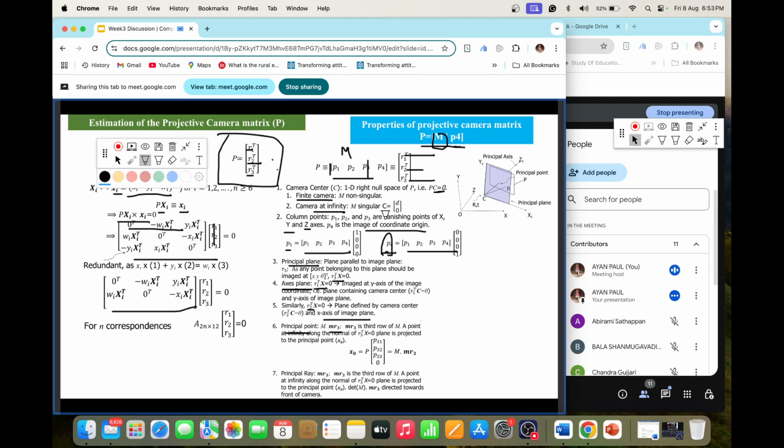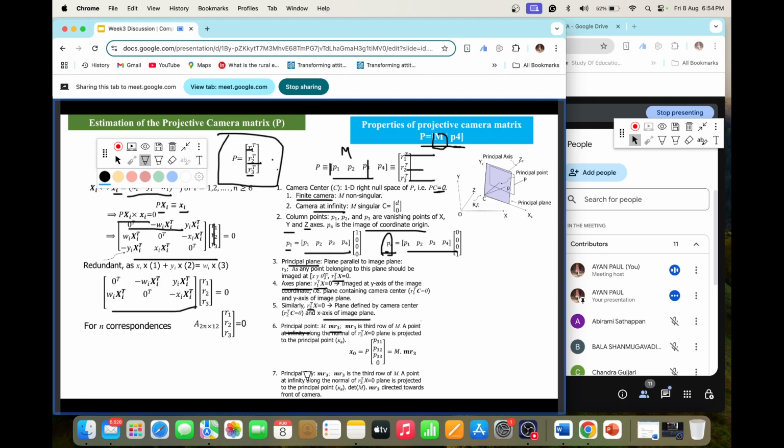What is this M? The M matrix is nothing but the matrix formed by the first, second and third columns of the projection matrix. Now if I say MR3, R3 means third row. So that is the third row of the M matrix, and that is nothing but our principal point. So that is the thing.